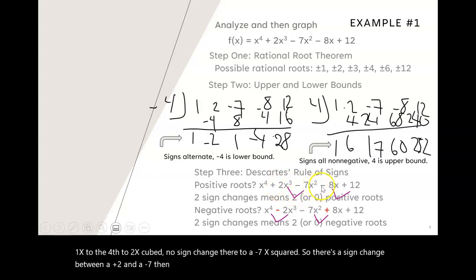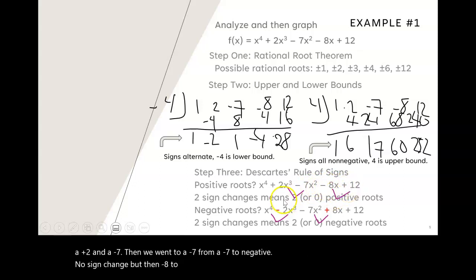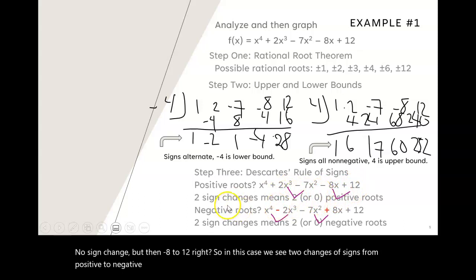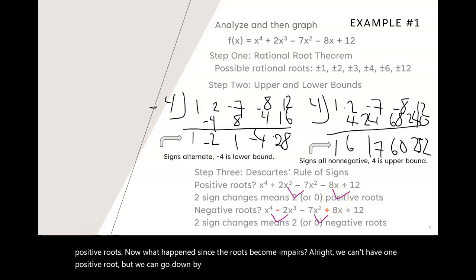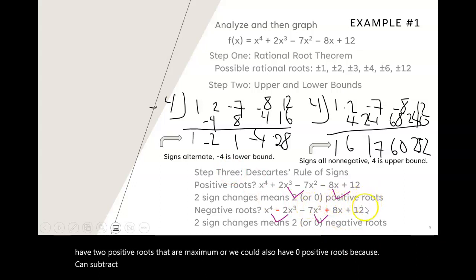Then we went from -7 to -8, no sign change, but then -8 to 12. So in this case, we see 2 changes of signs, from positive to negative or vice versa. So 2 sign changes mean we have 2 maximum positive roots. Since the roots come in pairs, we can't have one positive root, but we can go down by 2s to get the next possibilities. So here we could have 2 positive roots as our maximum, or we could also have 0 positive roots, because we can subtract a multiple of 2 to get our next set.